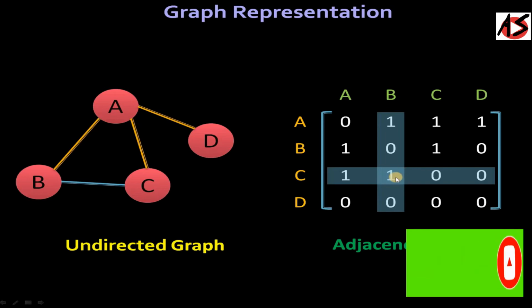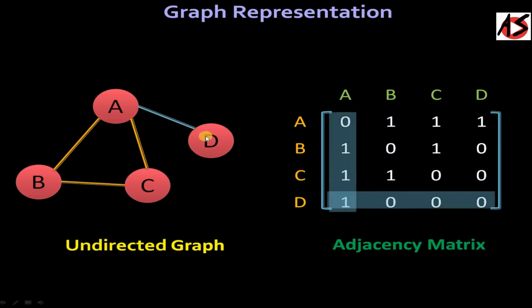Now if you are talking about D, D is connected with A. So here you take the D row and A column, and the intersection has 1. So from this adjacency matrix, you can store the information about the edges of the graph.